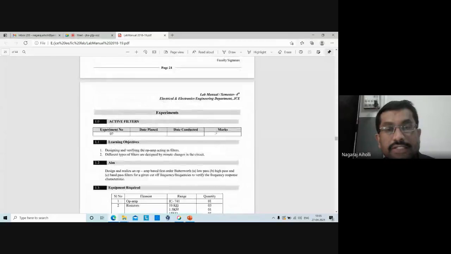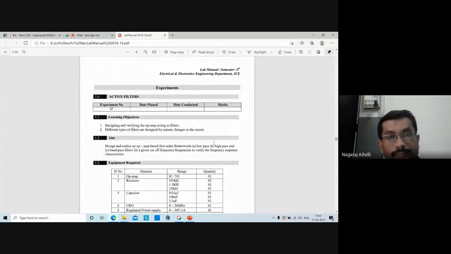What is the op-amp IC number, students? Any idea? The op-amp IC number is 741. The op-amp IC that we are using in the lab is the 741 IC. Okay. Then moving on to experiment number 7, that is active filters.